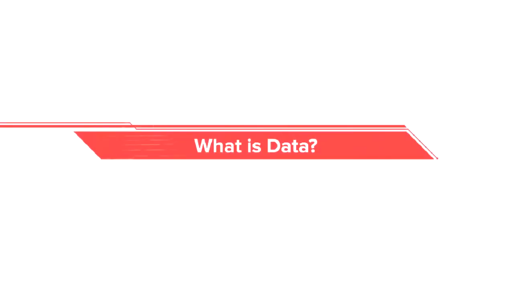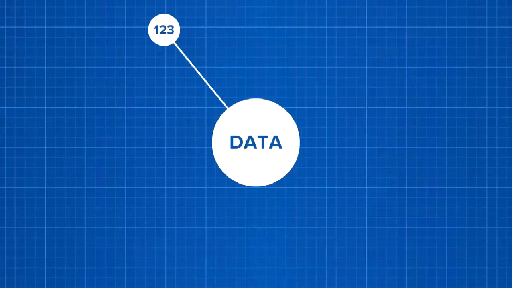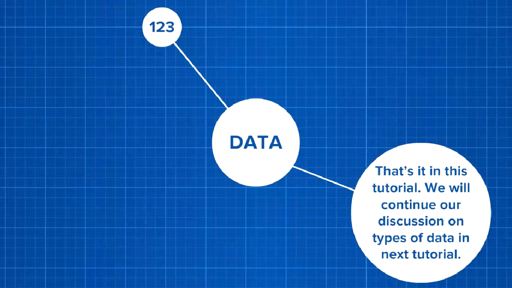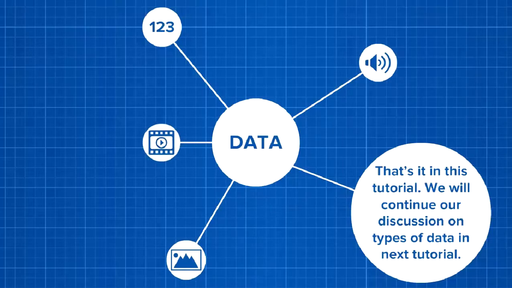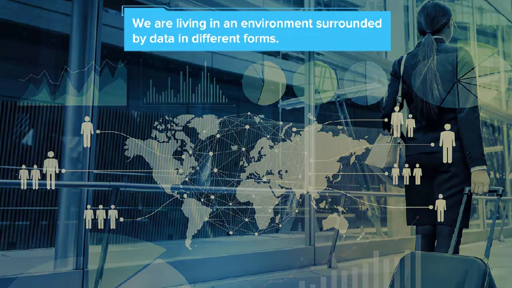What is data? As we learned earlier, data is information about something. This information can be in the form of number, text like character, words, sentences, paragraph, etc., image, audio, or video, and so on. And this information is available everywhere. In fact, we are living in an environment surrounded by data in different forms.